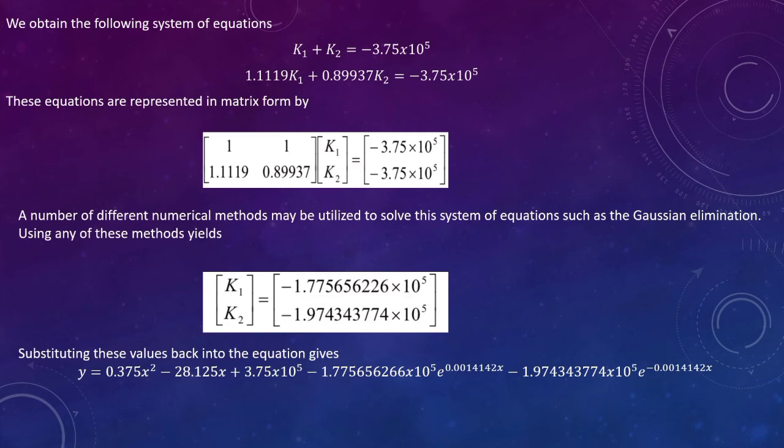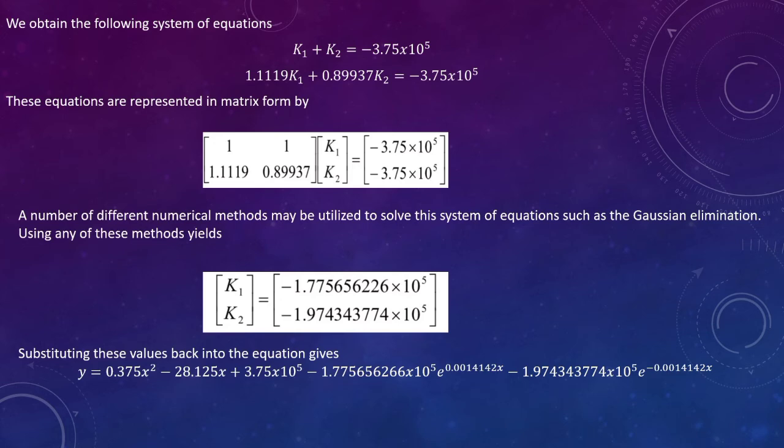y is equals to 0.375x squared minus 28.125x plus 3.75 times 10 raised to the power of 5 minus, so, substitute the value of K1, which is negative 1.77565666 times 10 raised to the power of 5 e raised to the power of 0.0014142x, minus K sub 2, which is negative 1.9743437774 times 10 raised to the power of 5 e raised to the power of negative 0.00141442x. So that's the end of the example 1.